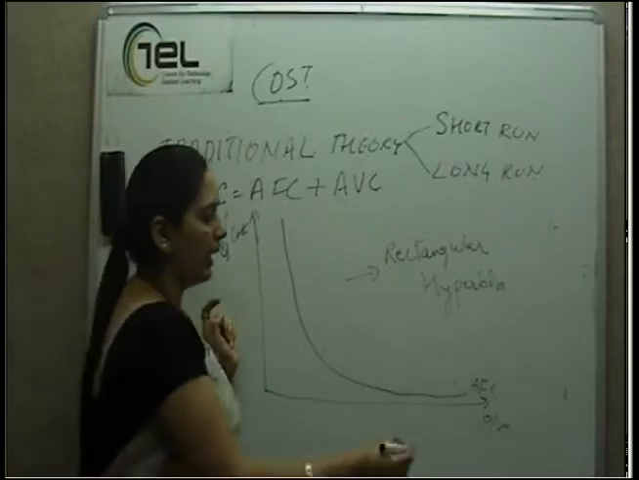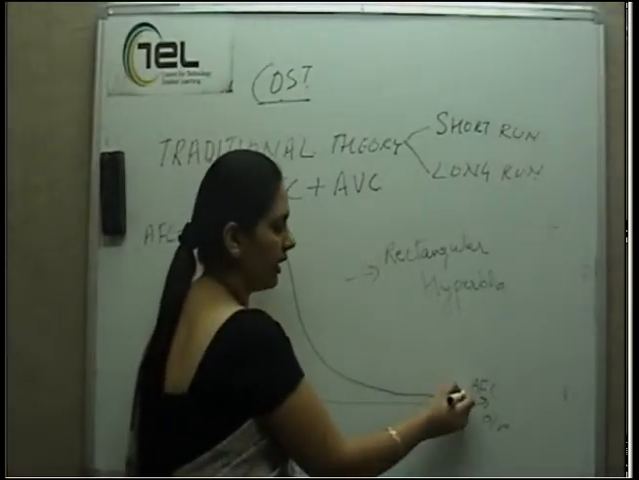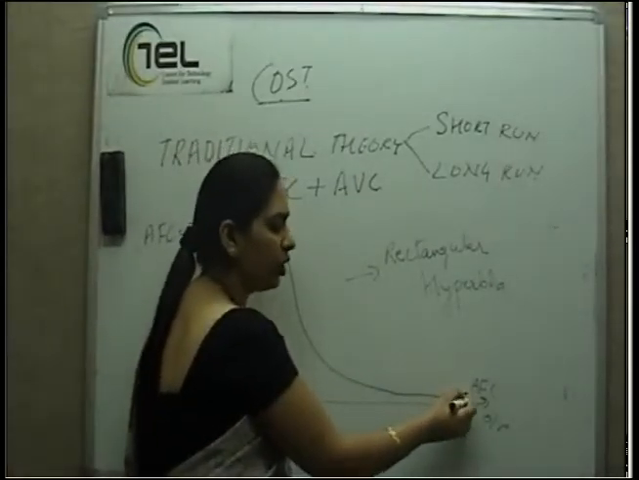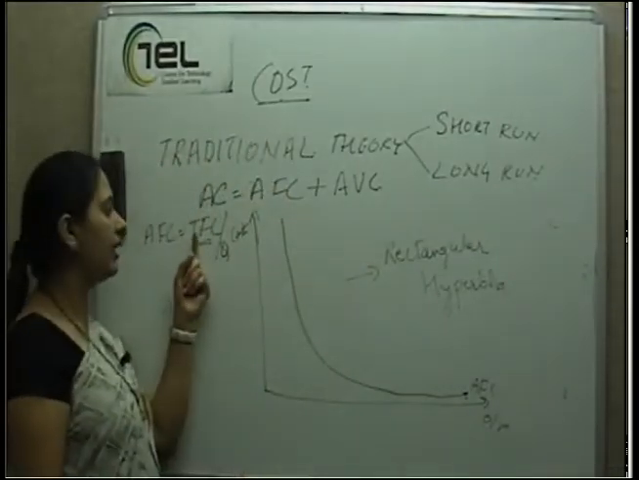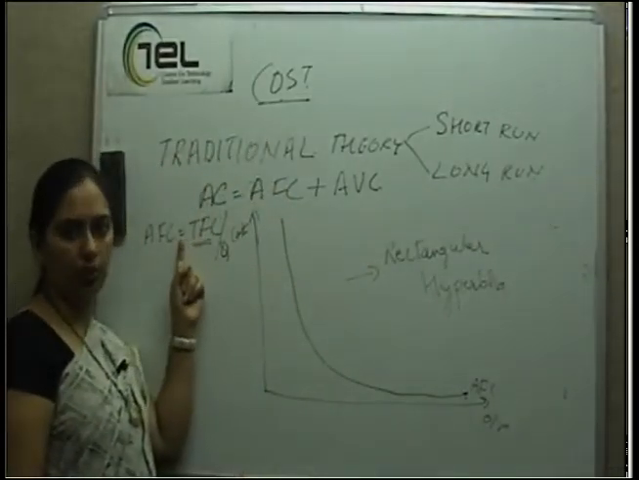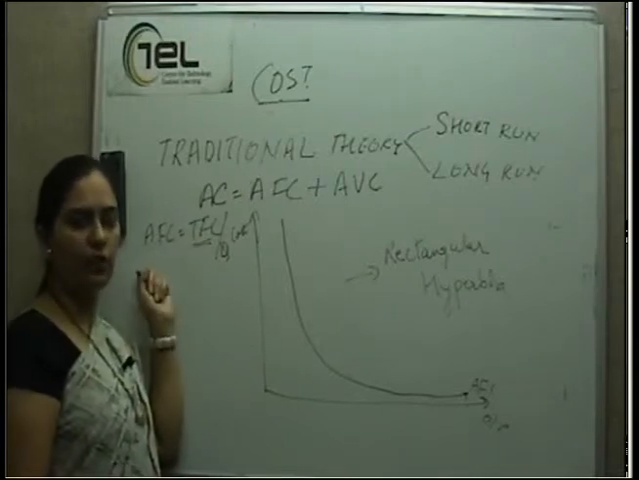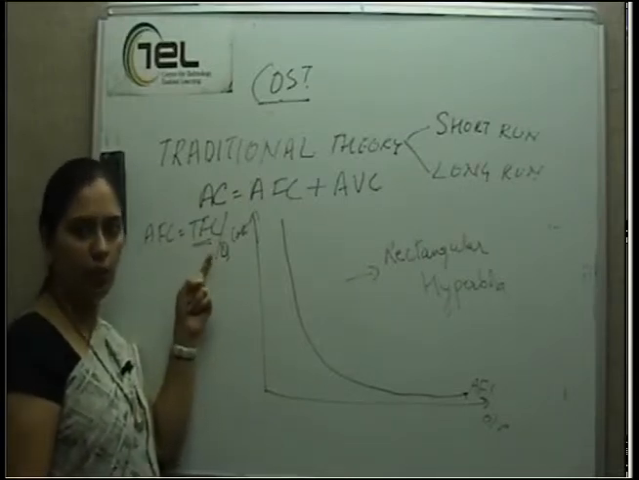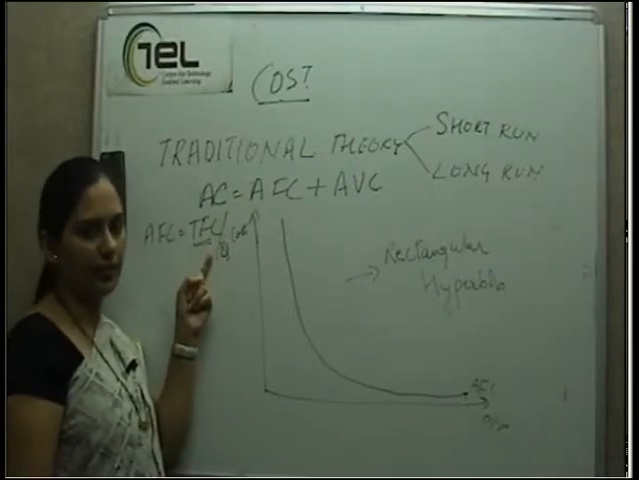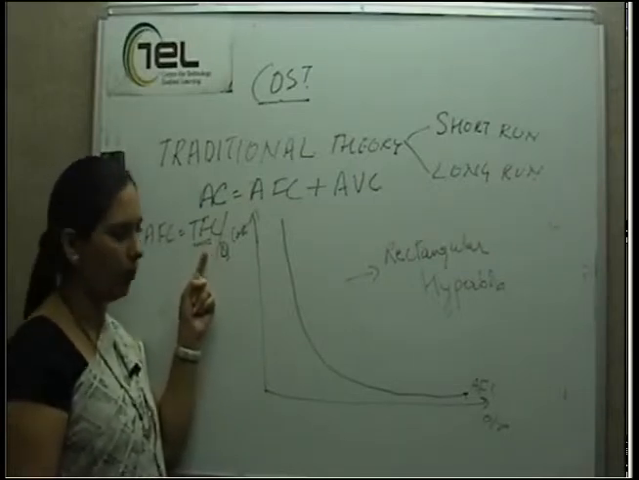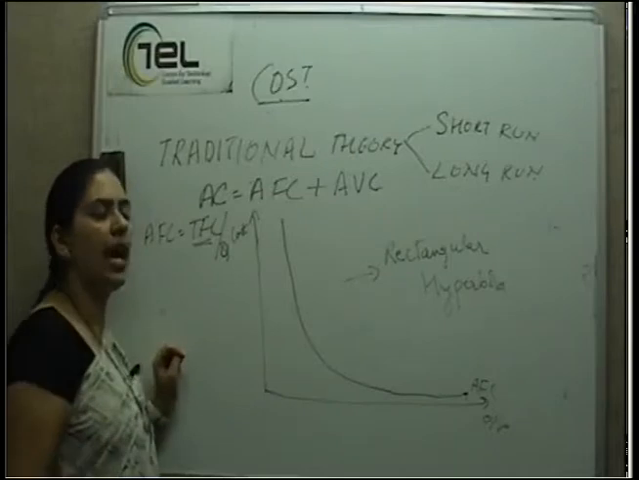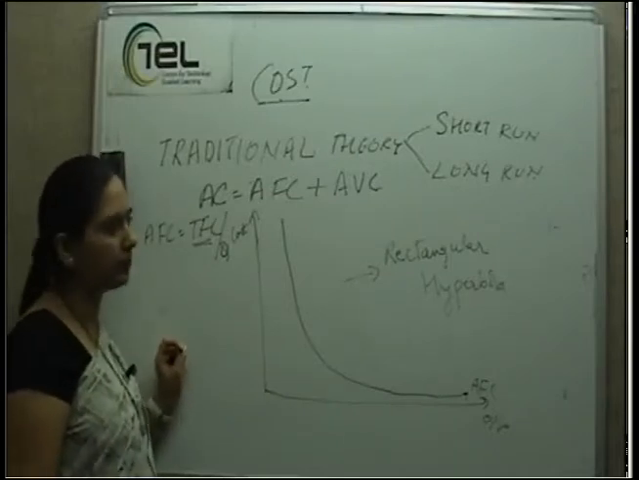However, again a point to stress is that AFC would never touch the x-axis. The reason is that TFC is never 0. So, when TFC is never 0, therefore AFC, which is TFC divided by Q, will never touch the x-axis or will never be 0. So, we have AFC as a rectangular hyperbola.